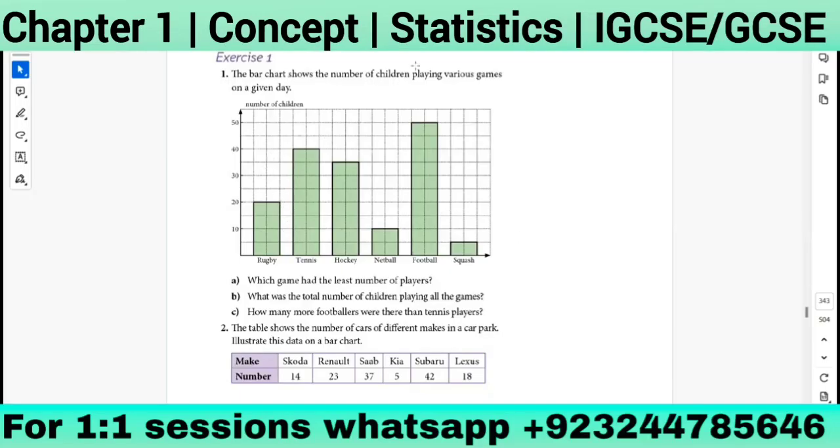The bar chart shows the number of children playing various games on the given day. On the x-axis, the games are written: rugby, tennis, hockey, netball, football, squash. On the y-axis, there is the number of children who are playing each game.